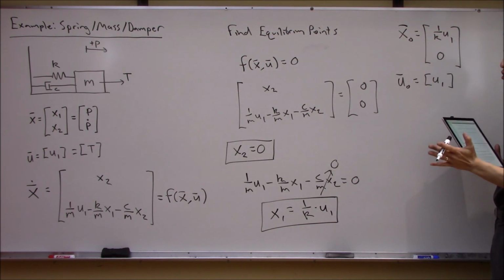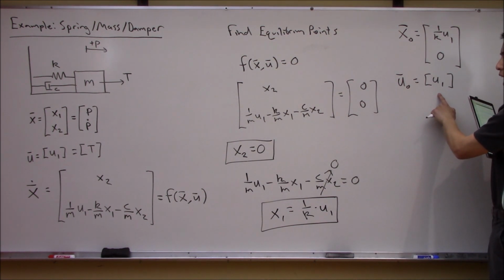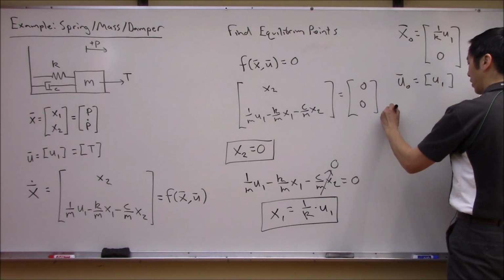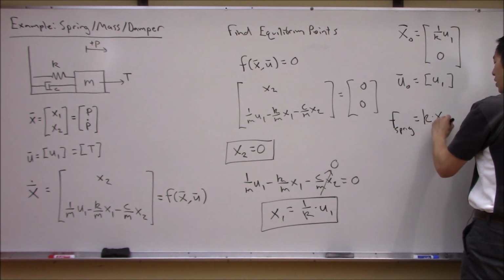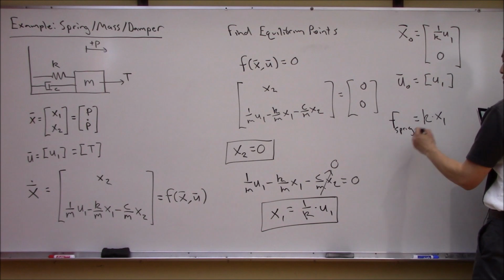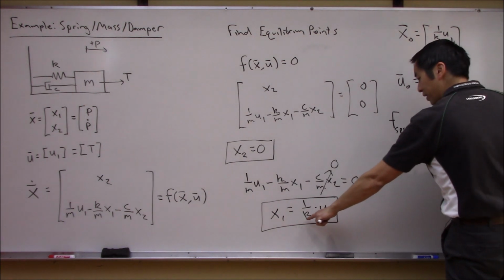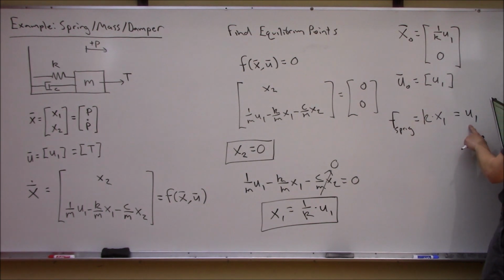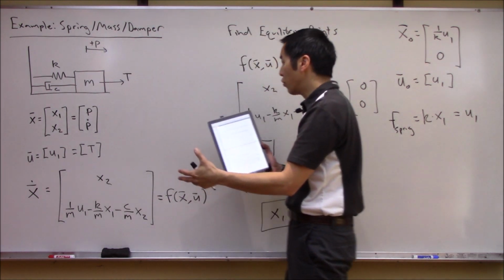And again, this makes good physical intuitive sense, right? What this is basically saying is, at equilibrium, what's going on? The spring force, the force by the spring, isn't that k times x1? It's the spring constant times its deflection. And this spring force has to equal u1. Isn't that what this relationship is saying? u1 is equal to k times x1. So at equilibrium, the spring force exactly equals the force that you apply to the block, so the block is going to sit there and not ever move, right?